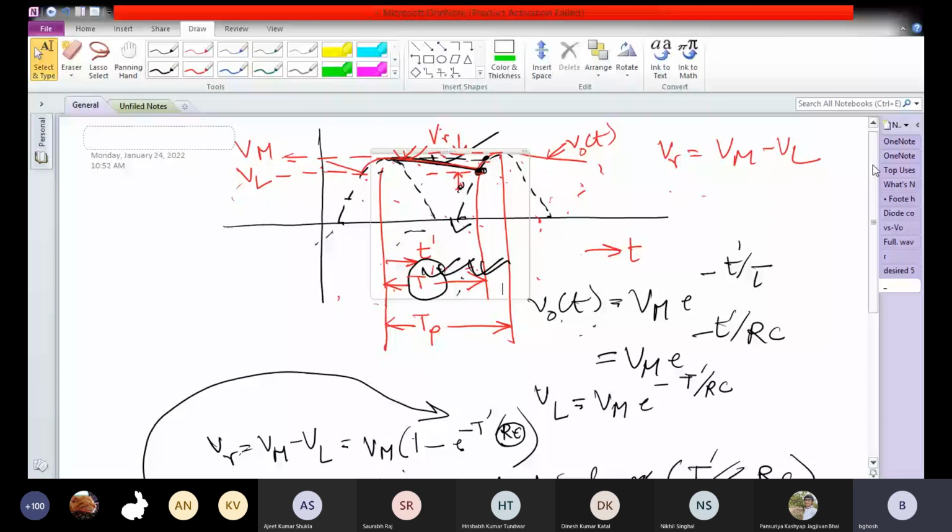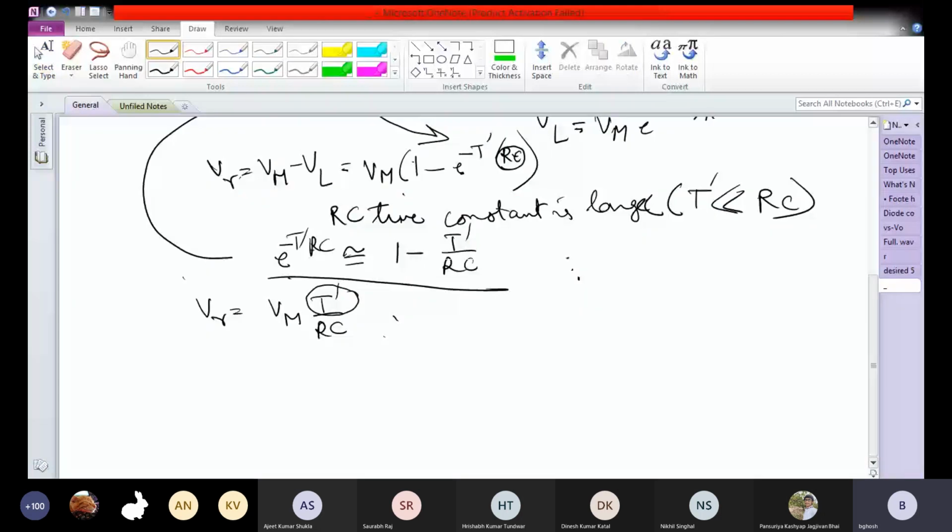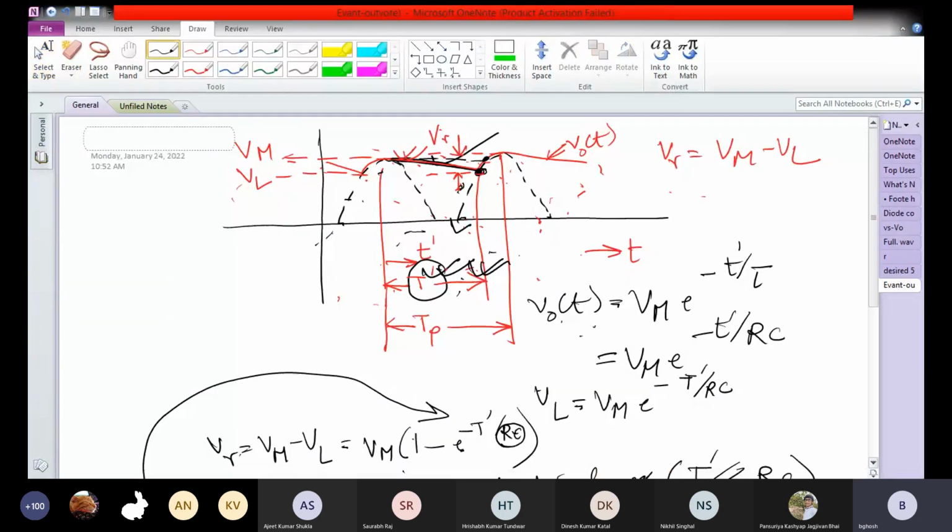For a first order approximation, we assume what is desired. So T prime can be assumed to be equal to TP, because that is desired for us. RC is so large that T prime is almost equal to TP, which is desired. So RC is very large, okay, so the discharge is almost nil. Therefore T prime is almost equal to TP, as RC is very large.